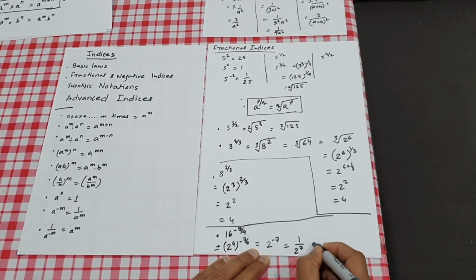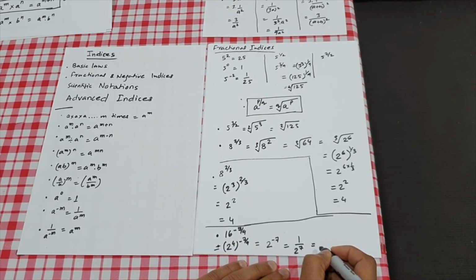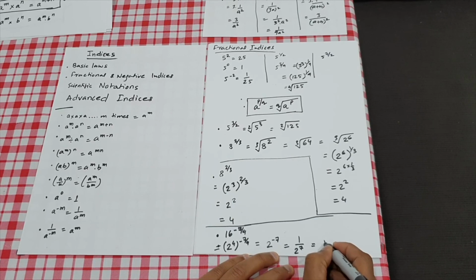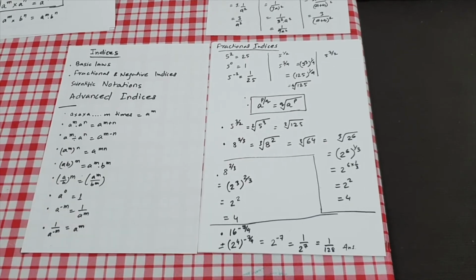You can either leave it here or you can calculate the value as 128. Is it? Yeah. So that's your answer here. Right? That was the basics of negative and fractional indices and how we use them together. We'll do some problems in the next session.